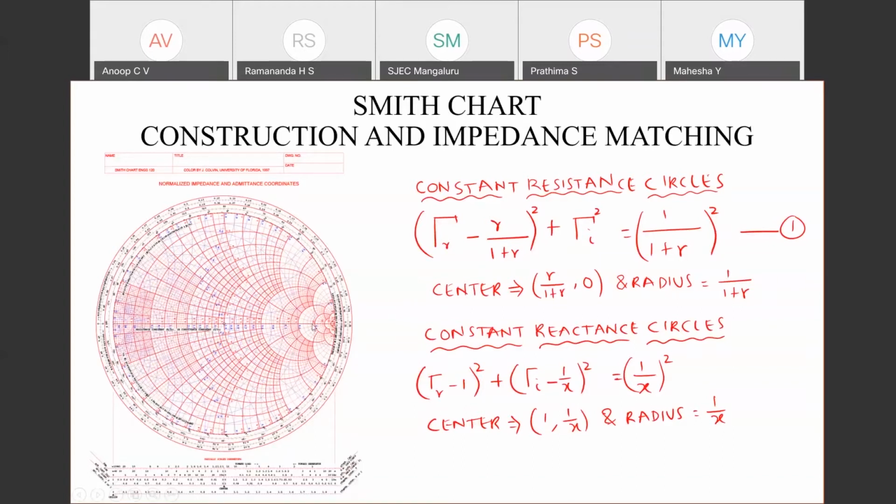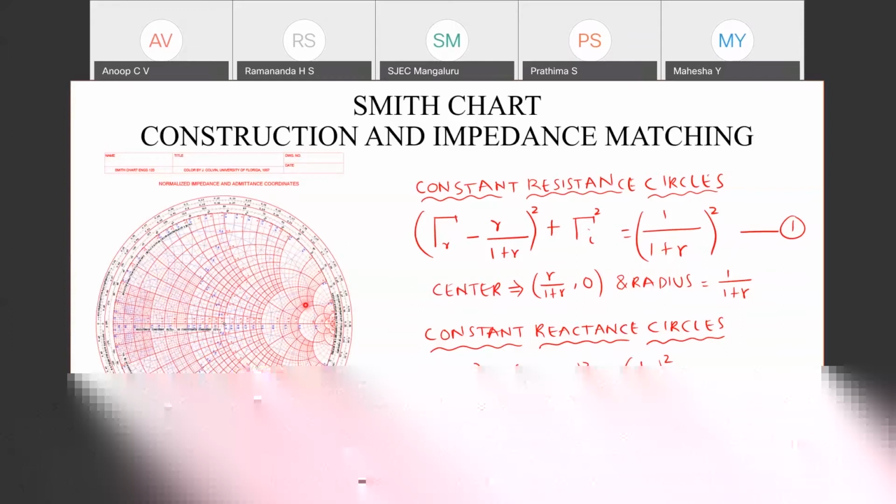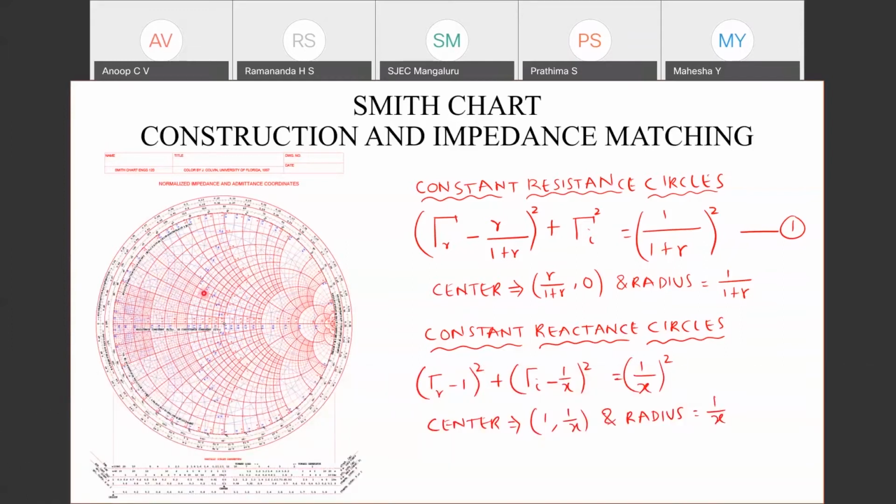Normally, there are two sets of circles. One is the constant resistance circle. I'll try and use a laser pointer. In this, you can see two sets of circles. One set has as its diameter this horizontal line, and another set is of incomplete circles. So there are two sets of circles.